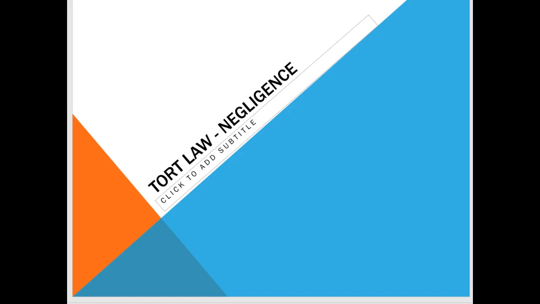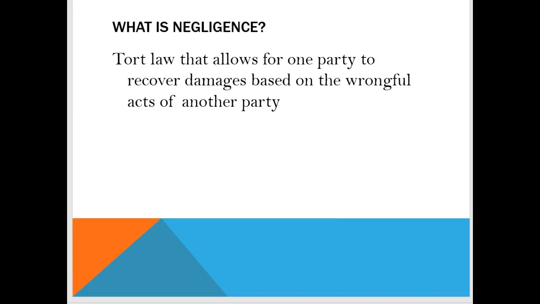And we probably know the word negligence just from our everyday lives. To be negligent usually means to be not paying attention to something, and that's really where it stems from. So let's talk a little bit about what the tort of negligence is. It's the tort that allows one party, and of course that would be the plaintiff, to recover damages, meaning money, based on the wrongful acts of another party.